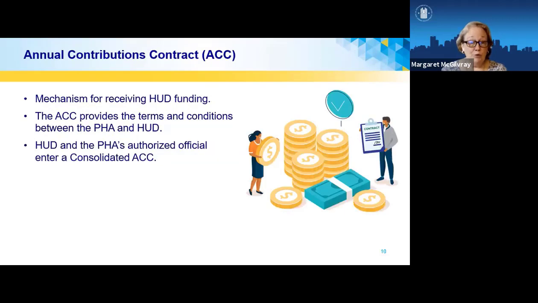PHAs are created through state legislation and owned and operated at the local level, but funded by HUD, as we said before. And the annual contributions contract, or the ACC, is the legally binding contract between HUD and the PHA that is the mechanism through which the PHA receives that funding. It also defines the agency's obligations and outlines remedies for breaches of contract.